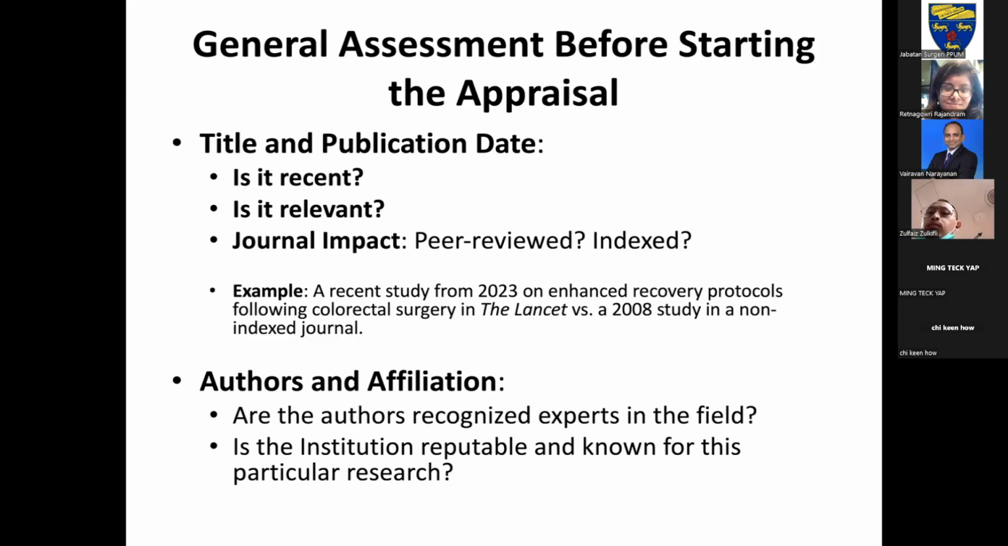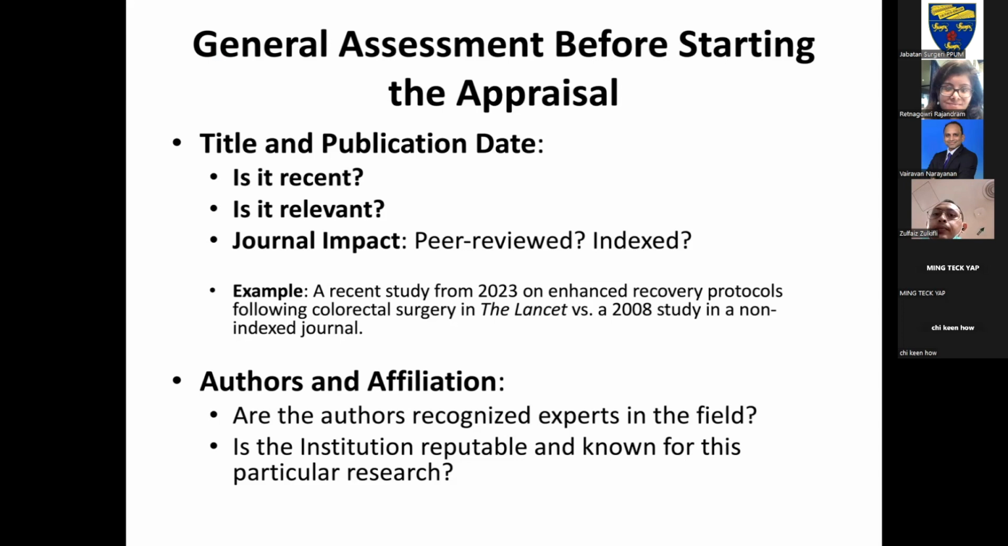Then you move on to the title and publication. Is it a recent publication? There's no point reading an article which was published 10, 15, 20 years ago, unless it was a landmark, groundbreaking article. These kind of articles are probably superseded by more relevant recent articles. So you have to see recency. You have to see relevancy. Is it relevant to your current practice?